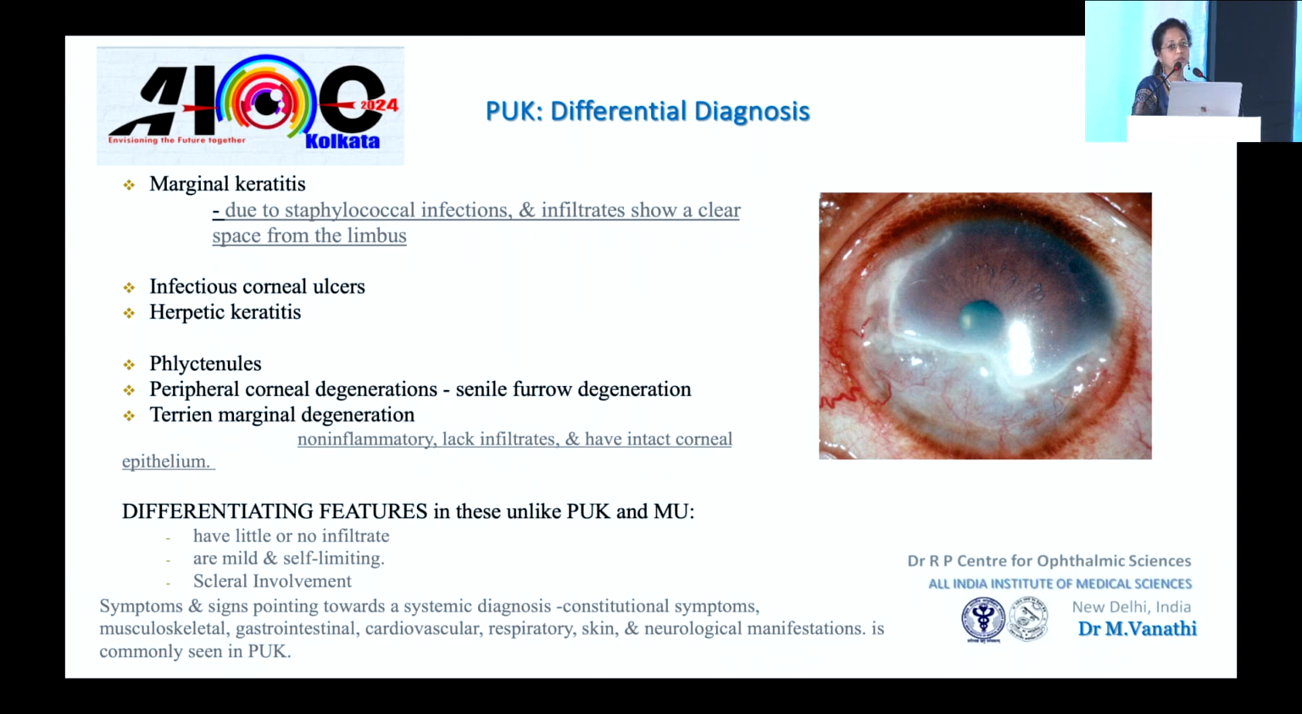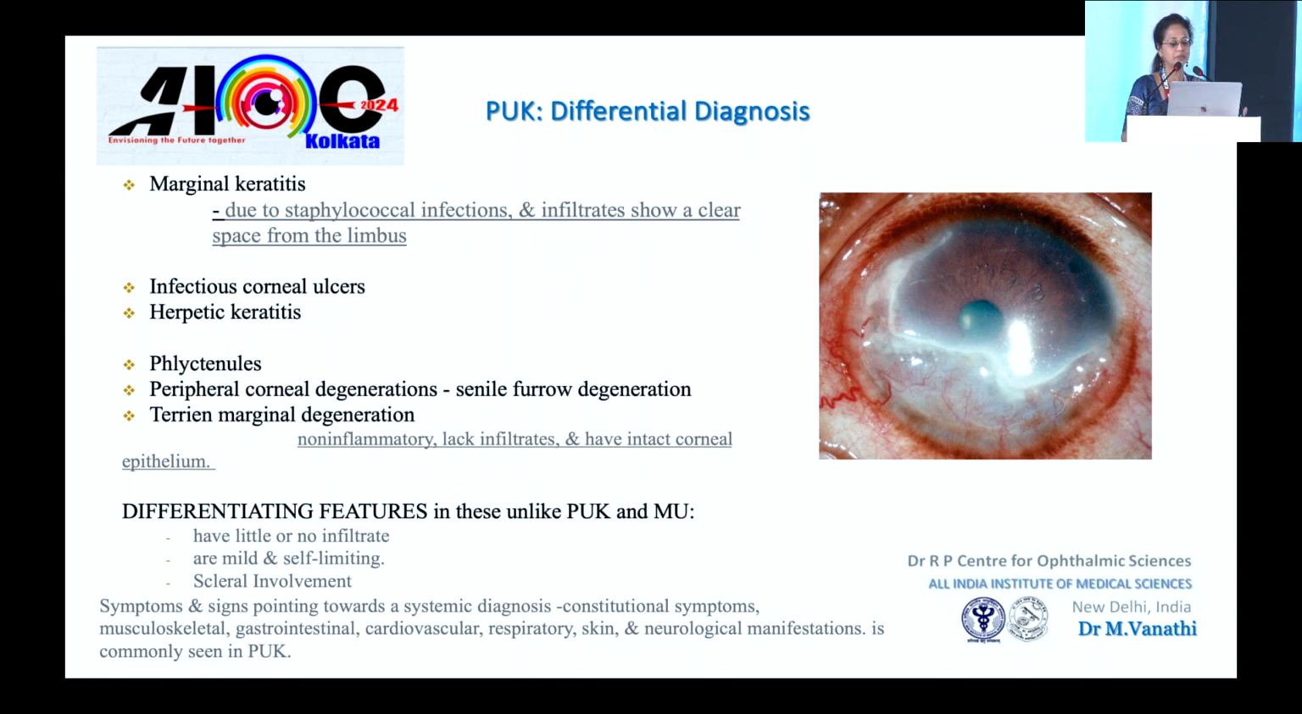Another common scenario is in the elderly, where you can have peripheral furrow degeneration, senile furrow degeneration, which can mimic peripheral ulcerative keratitis, and Terrien's marginal degeneration. This is a non-inflammatory lesion and will not have infiltrates, but will have associated corneal thinning. So first and foremost, when you're looking at a PUK vis-a-vis a Moran's ulcer, you would look at scleral involvement. Whenever there is scleral involvement, you should be alerted that this has an etiology, and probably you're not looking at just a Moran's.